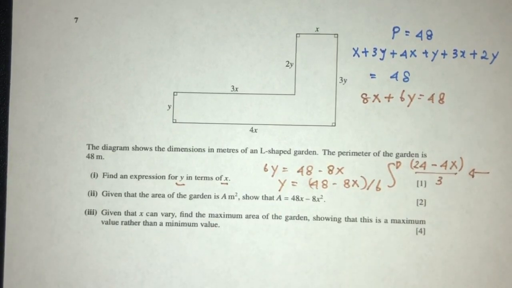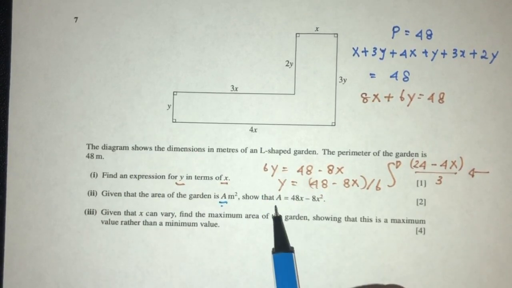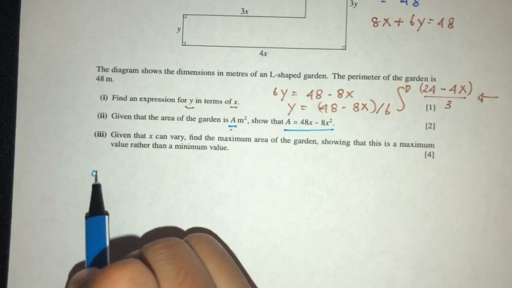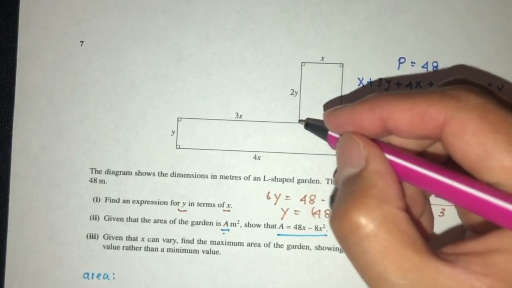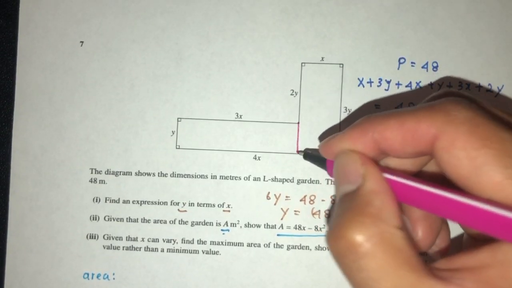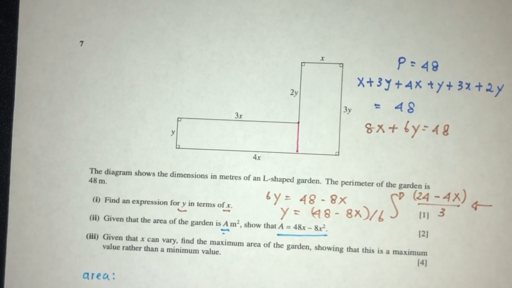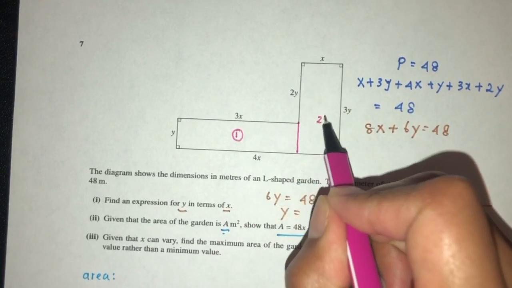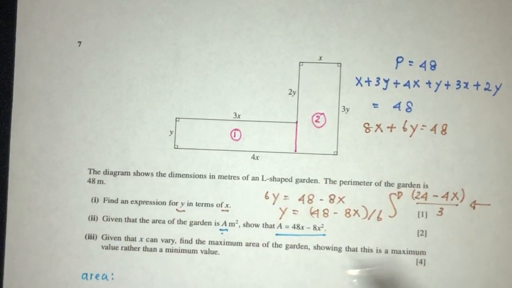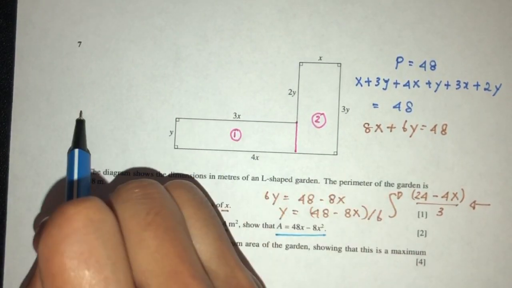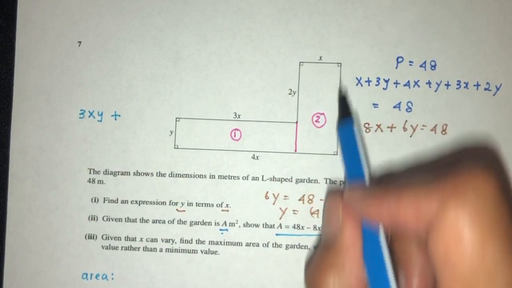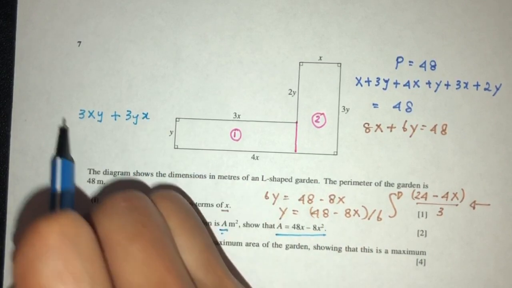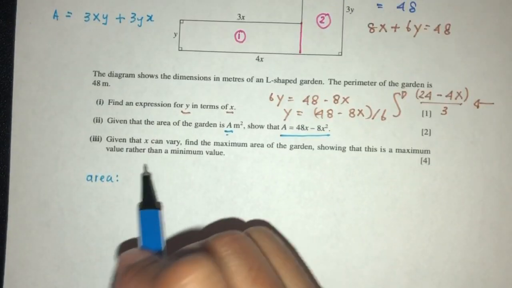Now for part 2, given that the area of the garden is A, so the whole thing here is A, we have to show this. So how would you find the area of the garden? Pretty easy. We can break this down into 2 pieces. By observation, we can continue this down. Now we can see the area of the garden is simply 2 areas. Area number 1 here, area number 2. So how would you find area number 1? Length times width. This is 3x times width. Area number 2, it is length, which is 3y, times width. So this is the area of the garden.